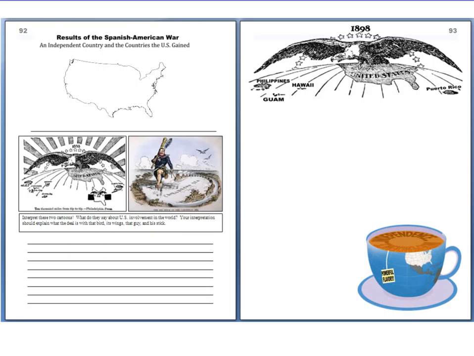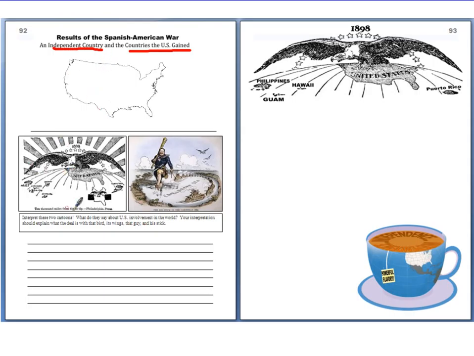I want you to show me where the independent country is, a country that we do not get after the war, and where the countries are that the U.S. gained. I want you to put them there and label each one of them, and you'll be able to see those later, so that'll help you out.